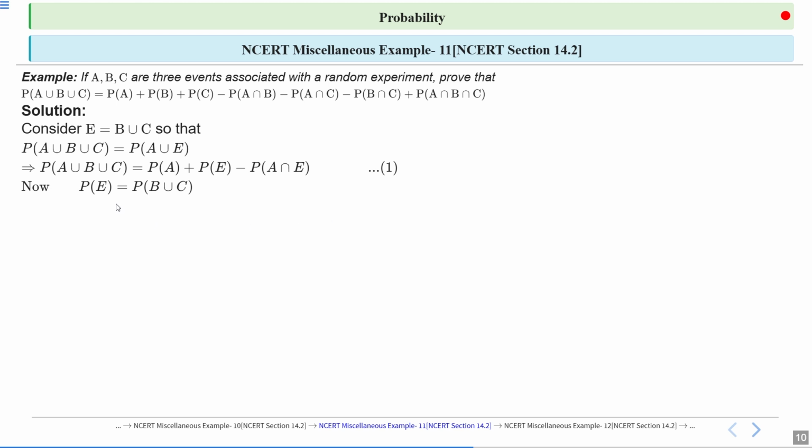And now probability of E is equal to probability of B union C, because here we considered event E equal to B union C. And now we use the same formula: probability of B union C is basically equal to probability of B plus probability of C minus probability of B intersection C. So it implies probability of E is equal to probability of B plus probability of C minus probability of B intersection C. So naming this equation, equation number 2.